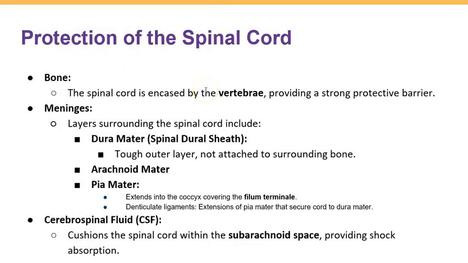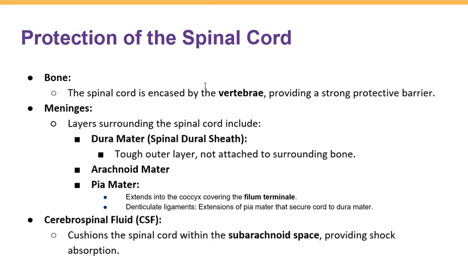Okay, now let's look at the spinal cord protection. How could the spinal cord be protected, because it's a very important structure? So we have the bone vertebrae which surround the spinal cord and create a strong barrier to protect it from injury. And we also have the meninges, which are the three layers surrounding the spinal cord.